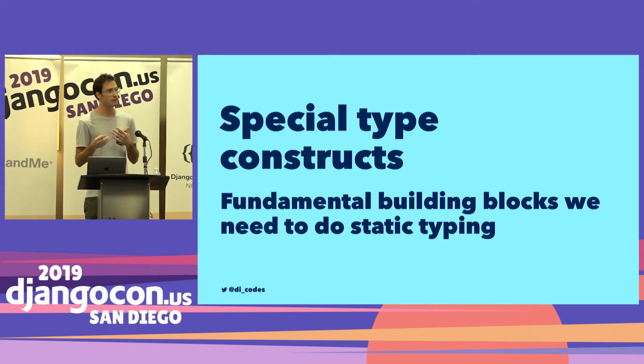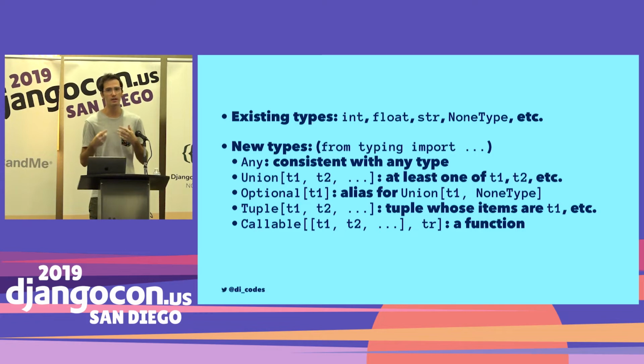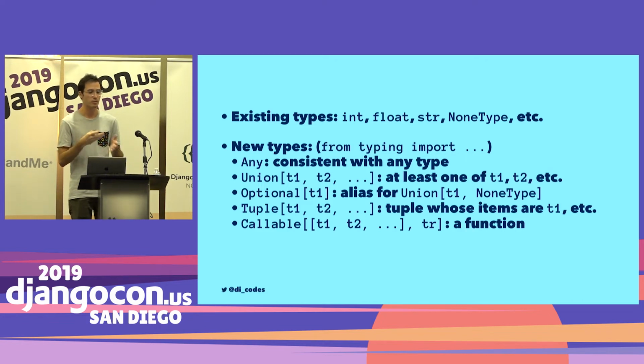He also introduced some ideas for special type constructs. These are building blocks that we actually need to do typing that aren't already available in Python. So these are things like Any. Any is a type that matches literally anything. Union would be, this thing could be one type or another type. Optional means that it's an alias for a union of some type and None. A Tuple would be a tuple type with specific types inside of it.